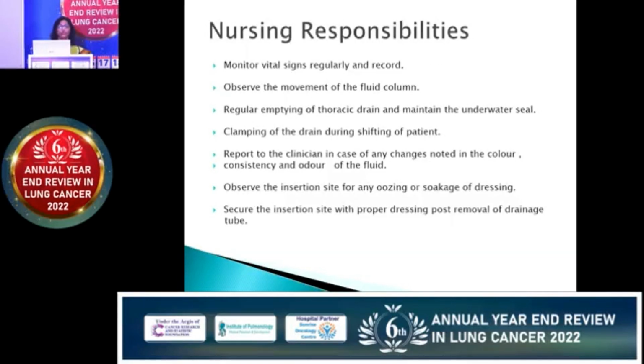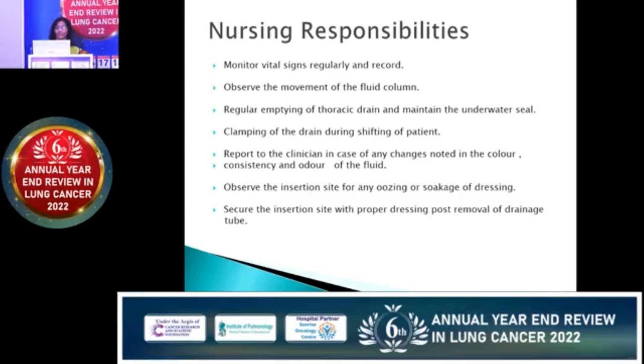Nursing responsibility. Monitor vital signs regularly and record. Observe the movement of the fluid column. That's very important. Regular emptying of thoracic drain and maintaining the underwater seal. You should not empty it just as if we are emptying the urinary bag or any other drainage bag. It should be properly done because we need to put a water seal under that.